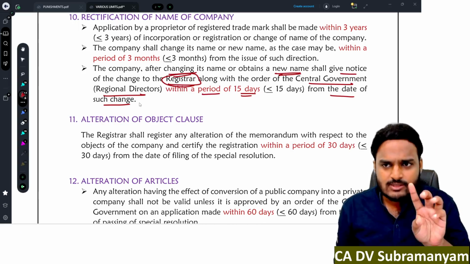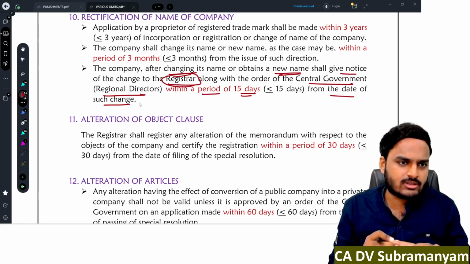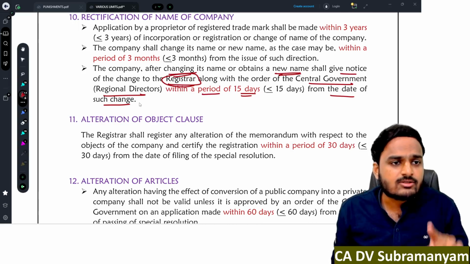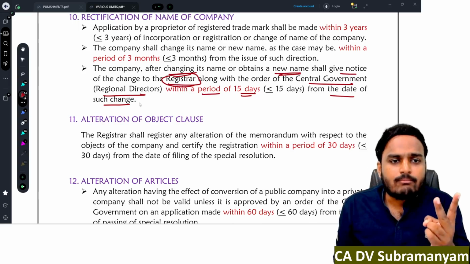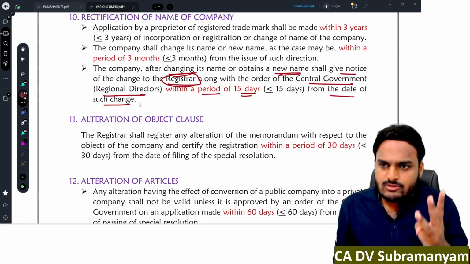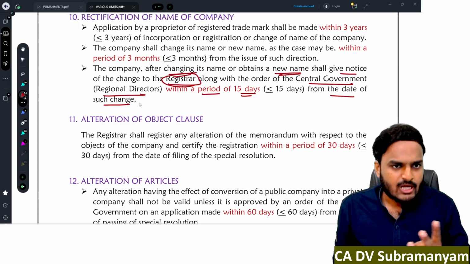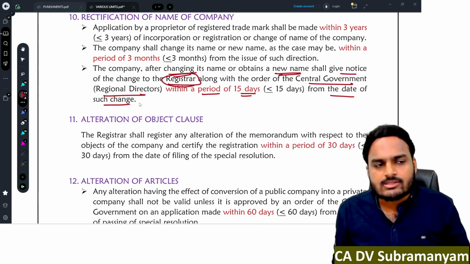So 3 time limits. One, the time limit for filing an application by the registered trademark owner. The time limit is 3 years of incorporation of the company. Next one, the company has to comply with the directions of the central government within a period of 3 months. Next one, the company after changing the name has to intimate the ROC within 15 days of change.